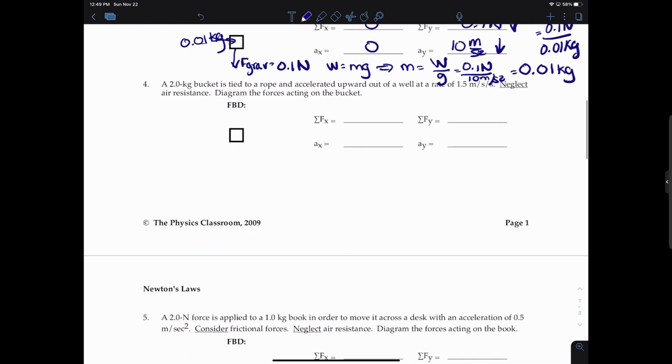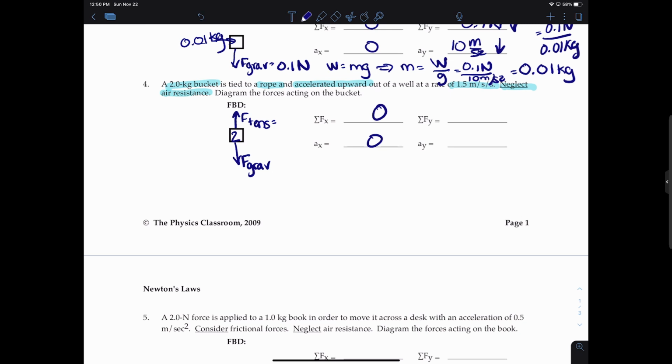Okay, so number 4, a 2 kilogram bucket is tied to a rope and it's accelerated upwards at a rate of 1.5 meters per second squared. Diagram everything. It says to neglect air resistance. So we've got the force of gravity acting on our 2 kilogram bucket. It has no air resistance, but we do have a rope, so we've got the tension force acting up. There are no forces in the horizontal direction, so those are going to be 0.